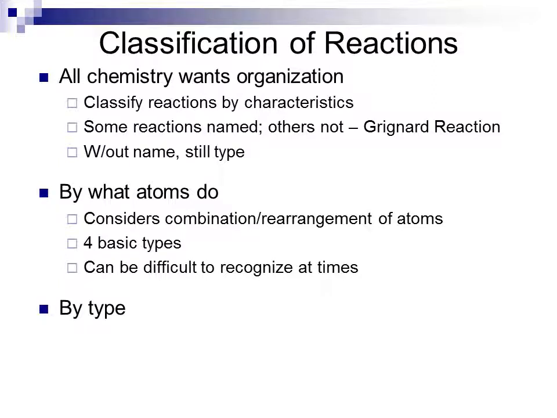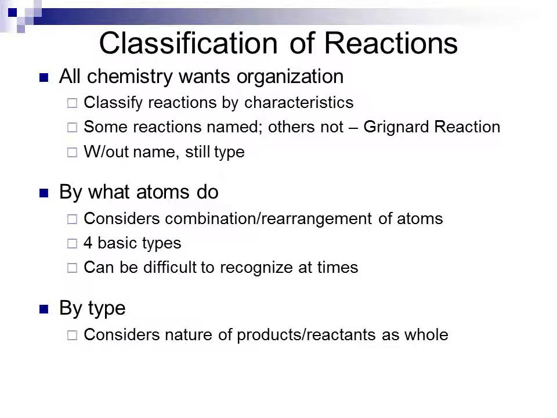The other way of dealing with classification is classifying by type. Now, we say that and it sounds a little generic, but what atoms do is one specific way, by type is another specific way, although technically speaking what atoms do is a type of classification. But we're dealing with two separate classification schemes when we say by type and by what atoms do.